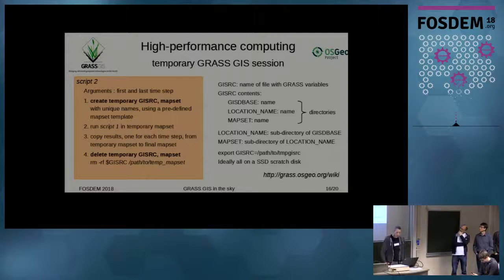The most important component for HPC computing with GRASS is that we need temporary environments that sandbox the whole computation, so that the different compute nodes are not interfering with each other. In this case, it's a temporary mapset that I'm creating. There I do all the processing, and at the end, I copy everything back. Cleaning up can be as simple as rm -rf on that folder, gone and done. More information is, of course, also on our wiki page about how to set up a GRASS session more or less automatically or for batch processing. There are also a few more examples.